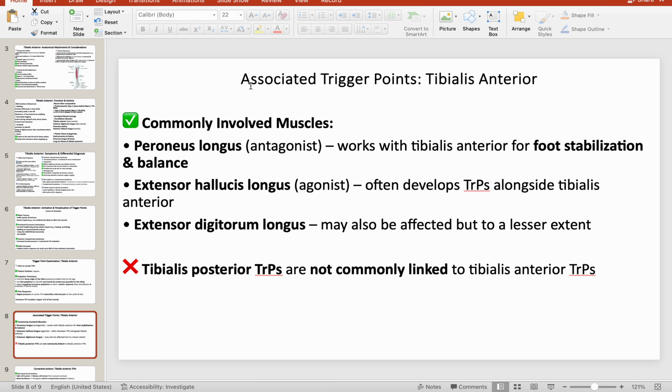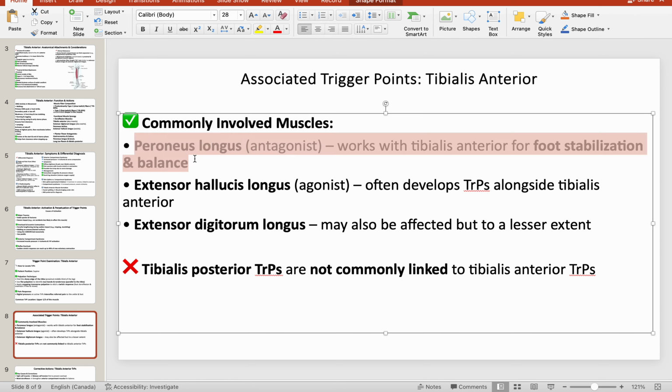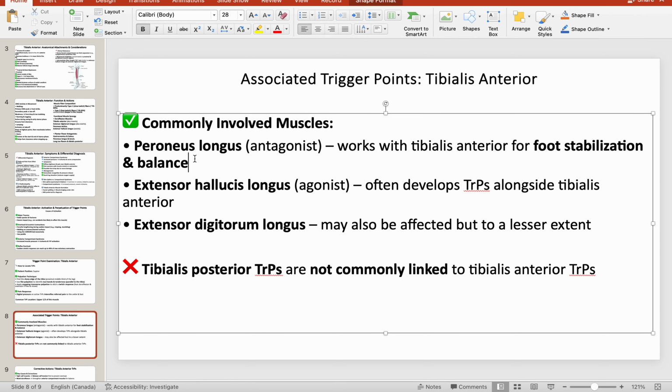And associated trigger points, so other muscles that can be involved. It can be peroneus longus. This is actually an interesting thing because I've never thought about this. Peroneus longus can be very commonly involved because it works with the tibialis anterior for foot stabilization and balance. So that's the muscle you want to always look at, and that's the guy on the side. Obviously, extensor hallucis longus and extensor digitorum, they kind of work alongside each other.